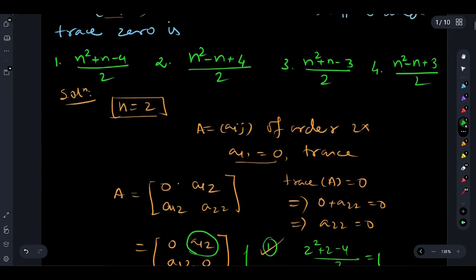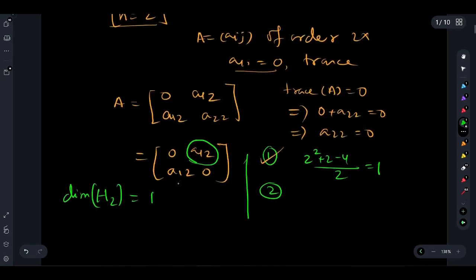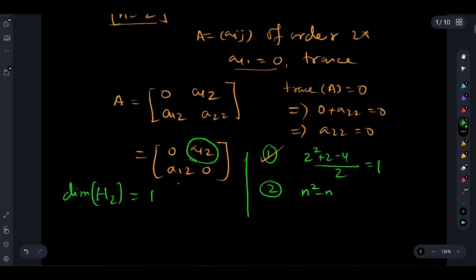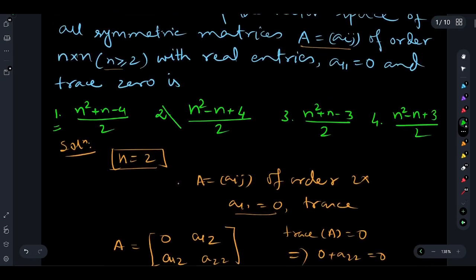So option 2, n square minus n plus 4 by 2, which simplifies to 2 square minus 2 plus 4 by 2, and this is equal to 3. So since the dimension of H2 equals 1, and in this case this expression simplifies to 3, option 2 is not correct.